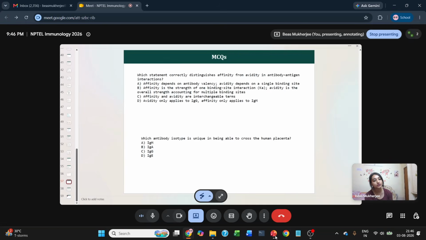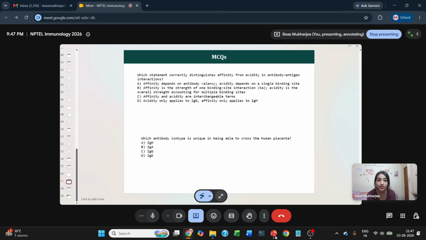Now this is the last MCQ of the day. Which statement correctly distinguishes affinity from avidity in antigen-antibody interactions? Affinity depends on antibody valency. Avidity depends on a single binding site. Affinity is the strength of one binding site interaction, that is Ka or association constant, and avidity is the overall strength accounting for the multiple binding sites. Affinity and avidity are interchangeable terms. Avidity only applies to IgG. Affinity only applies to IgM.